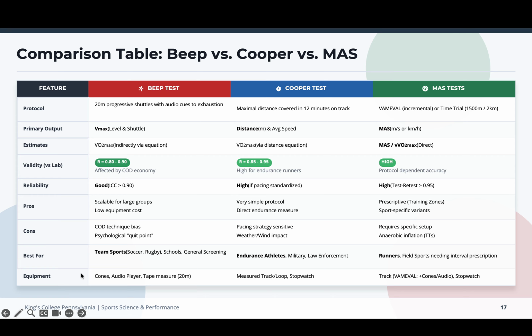We already discussed that the beep test is better for team sports, schools, general screening. Cooper would be for endurance athletes, military, law enforcement, and the MAS test for runners, field sports needing interval prescription.